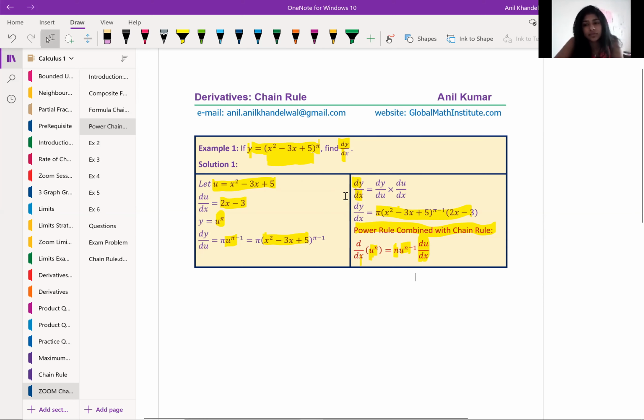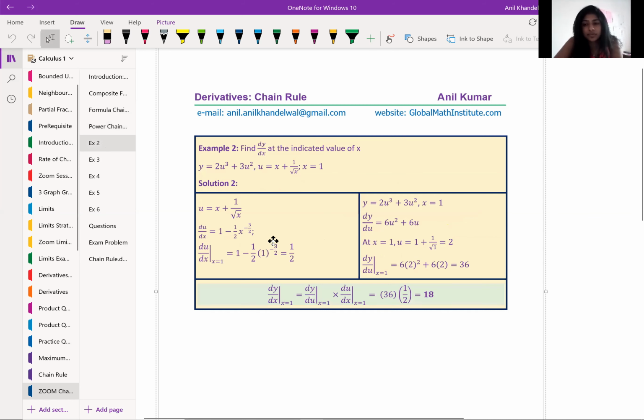Let's take example number 2 now, which is: find dy/dx at the indicated value of x. This time we'll give you the value of x, and you need to find the derivative. We have already written two functions separately. We are saying y is equal to 2u cubed minus 2u squared, and u is equal to x plus 1 over square root x. We are interested in finding the derivative dy/dx at x equals 1. How will you go about solving such a question?